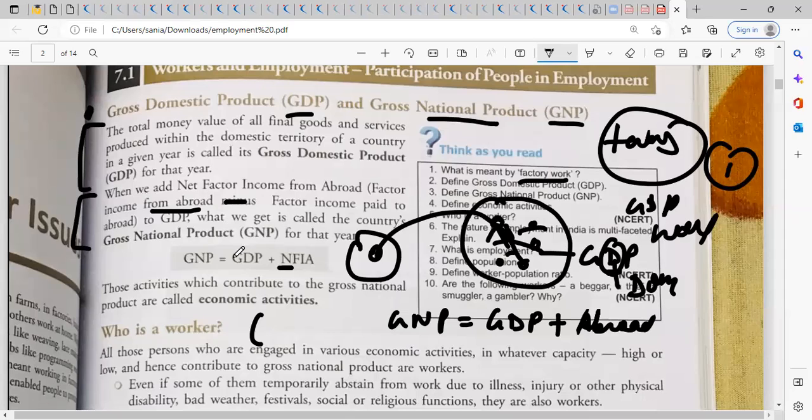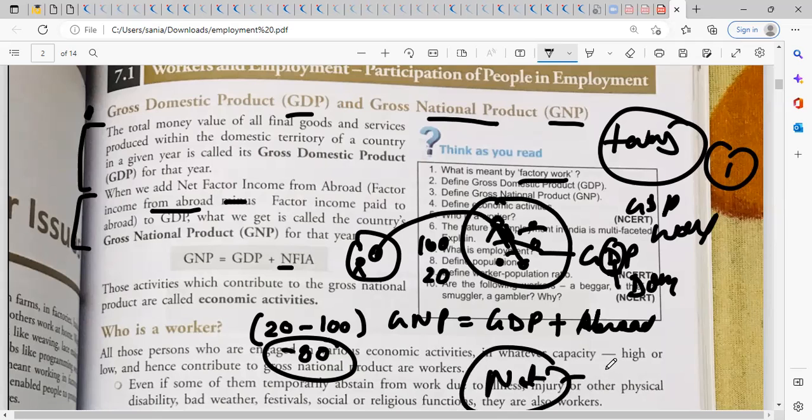So when you subtract, for example, your brother is living abroad, so you give 100 rupees and in return he gives you 20 rupees, right? Factor income from abroad is 20 rupees, and whatever money you are giving over there is 100. So in total your NFIA is negative. Whenever you see the word net, understand that net means subtraction. So when we add net factor income from abroad to your GDP, that is known as your GNP.